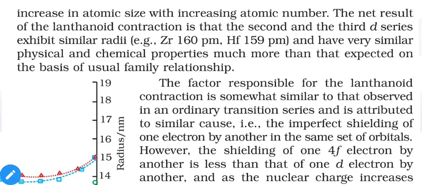The net result of the lanthanide contraction is that the second and third d series exhibit small radii, for example zirconium 160 and hafnium 159. So, very negligible differences, and they have very similar physical and chemical properties, much more than expected on the basis of usual family relationships. That means because of the lanthanide contraction, their radii are very close to each other, their chemical properties are very close to each other, and their physical properties are very close to each other as well.